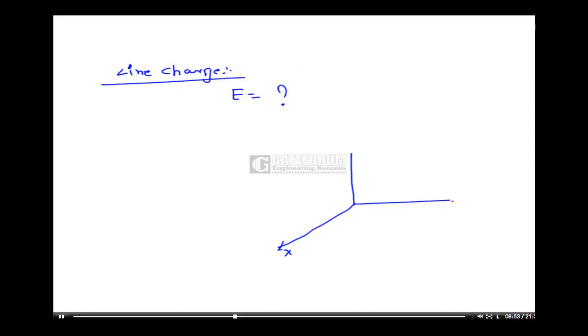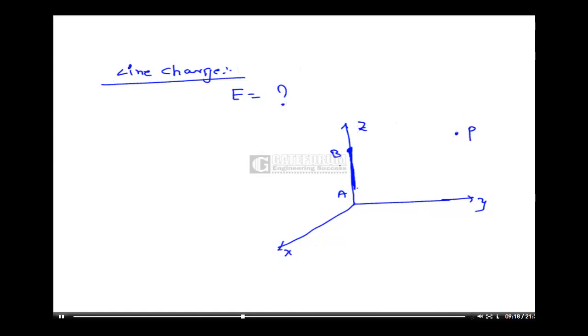So first I am considering line charge. So what is the electric field intensity, E field, due to line charge? We have to calculate. So for that, I am keeping an X, Y, Z coordinate system. I am keeping a line charge with line charge density rho L along the Z axis. So this is length AB. Then we have to calculate at a far point P what is the electric field intensity due to this line charge.